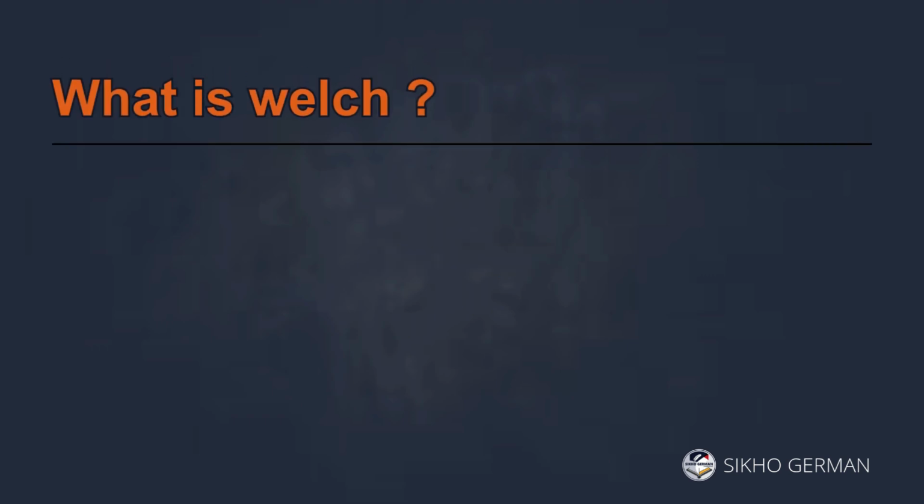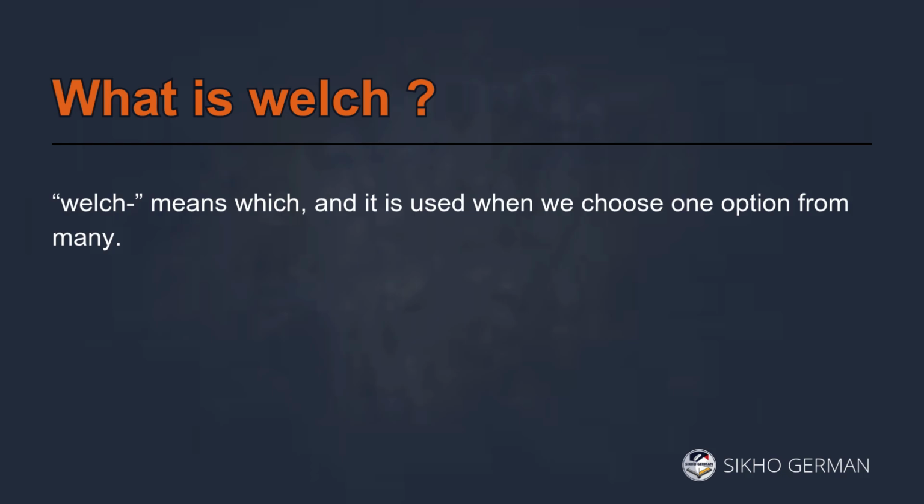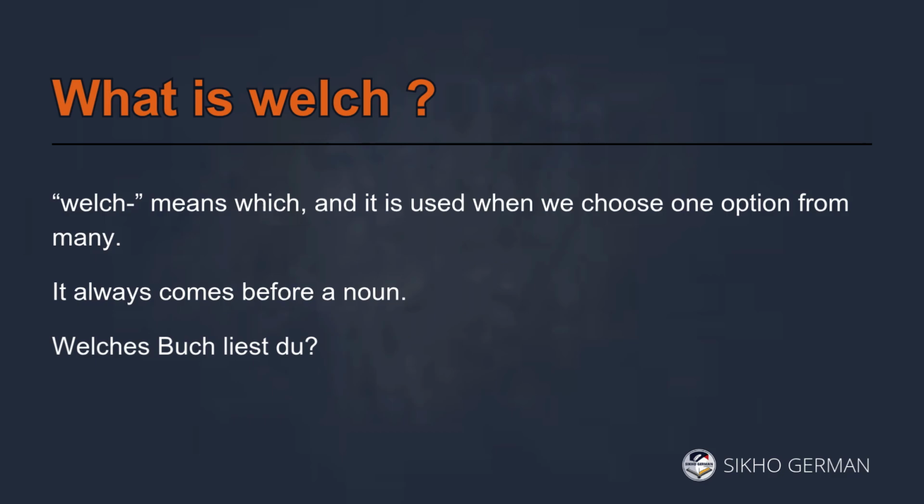What is Welch? Welch means which, and it is used when we choose one option from many. It always comes before a noun like Welches Buch liest du? Which book are you reading?